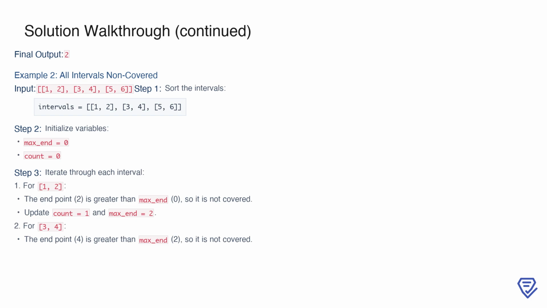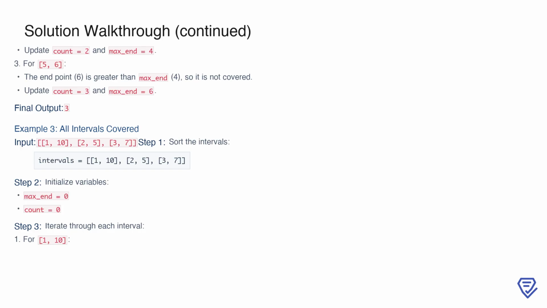Starting the iteration, the first interval is [1, 2]. Its endpoint, 2, is greater than max_end, which is 0. This means [1, 2] is not covered, so we increment count to 1 and update max_end to 2. For the next interval, [3, 4], its endpoint, 4, is greater than the current max_end of 2. This means [3, 4] is also not covered. We increment count to 2 and update max_end to 4.